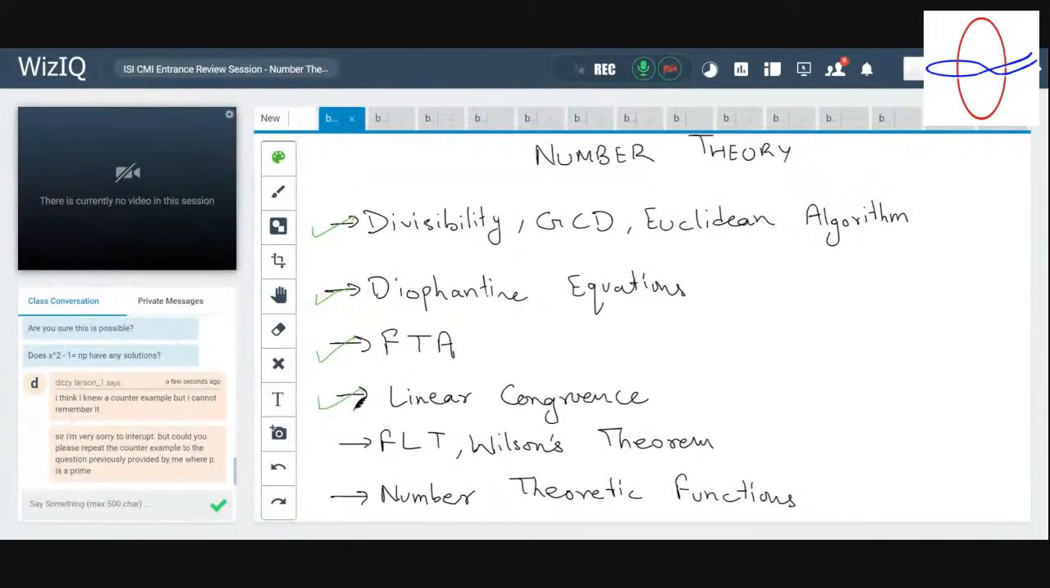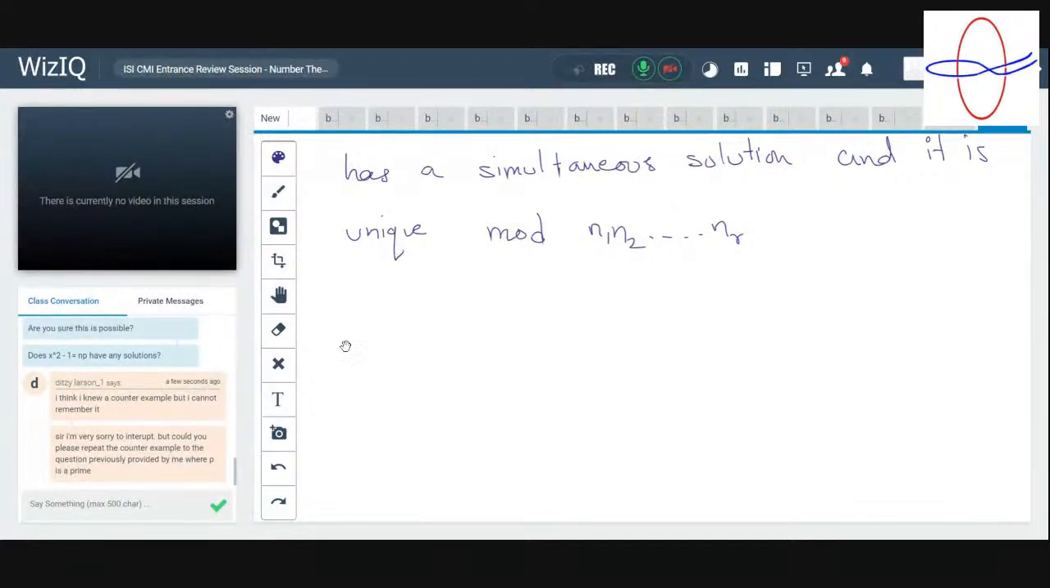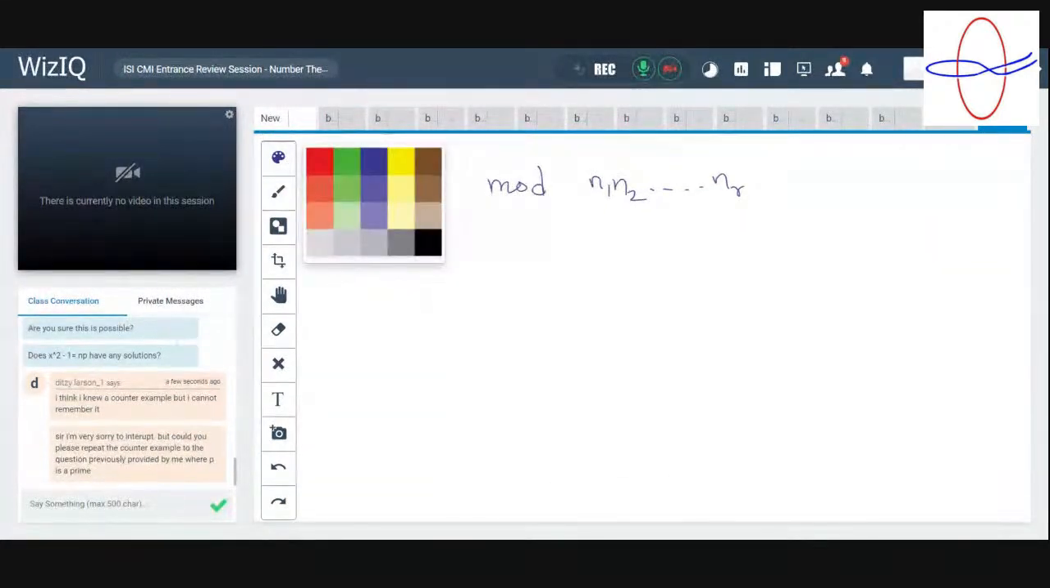We are done with linear congruence. We are at CRT, so it's a part of this. That's what we're doing. We have a few more topics left after this. Okay. Now let's look at a proof of this thing.